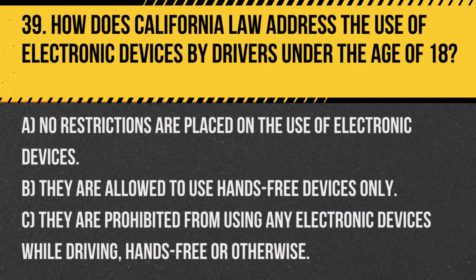Question 39. How does California law address the use of electronic devices by drivers under the age of 18? A. No restrictions are placed on the use of electronic devices. B. They are allowed to use hands-free devices only. C. They are prohibited from using any electronic devices while driving, hands-free or otherwise. Answer: C. They are prohibited from using any electronic devices while driving, hands-free or otherwise. This law is intended to reduce distractions for young drivers.